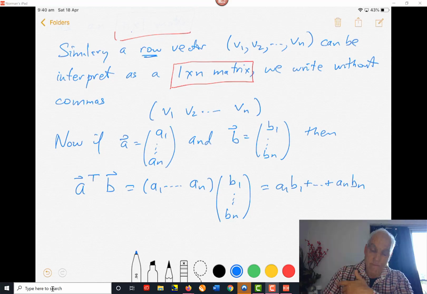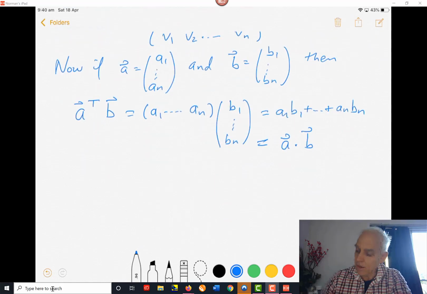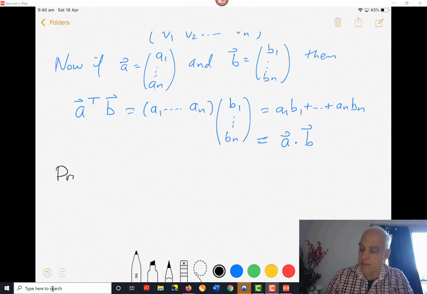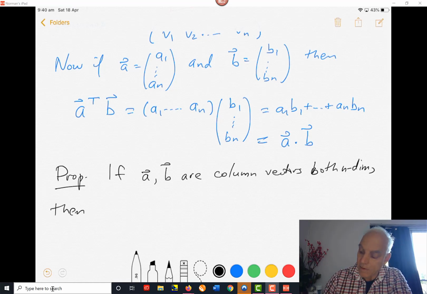Actually, we're getting that as a 1 by 1 matrix, but if we don't bother with the brackets denoting the 1 by 1 matrix, then we can interpret this as just the dot product of A and B. So we've established a little proposition: if A and B are both n-dimensional column vectors, then the dot product between them is just A transpose times B.